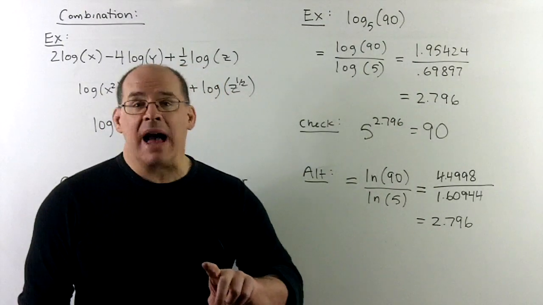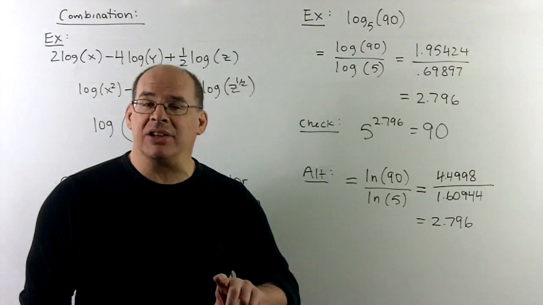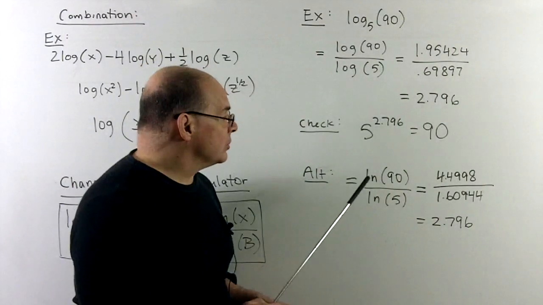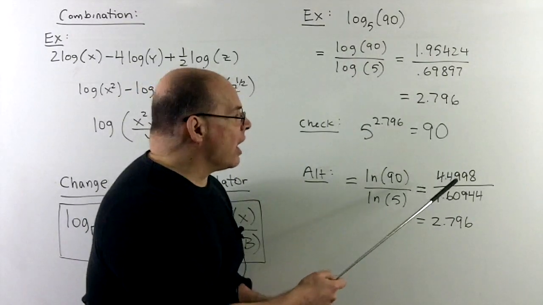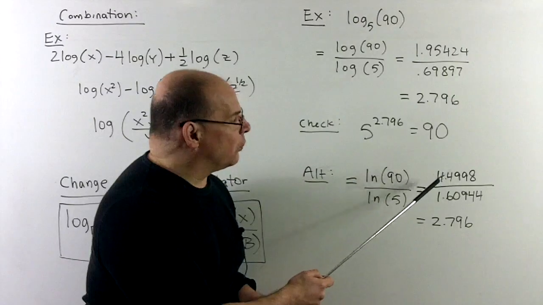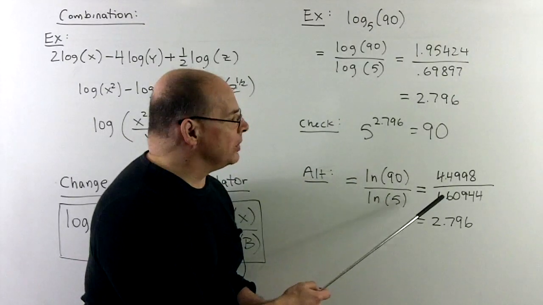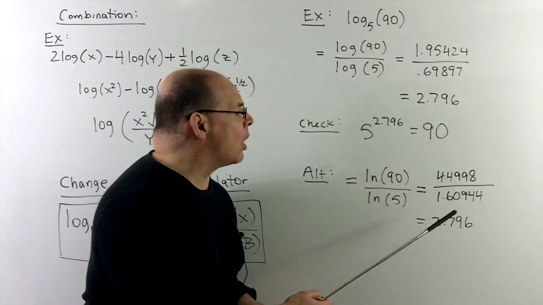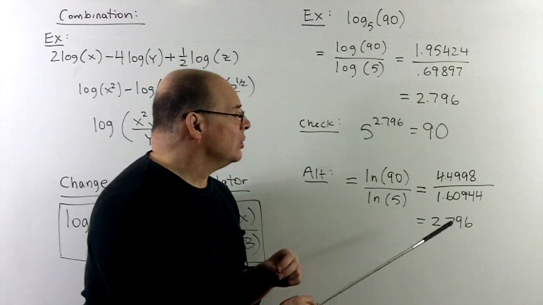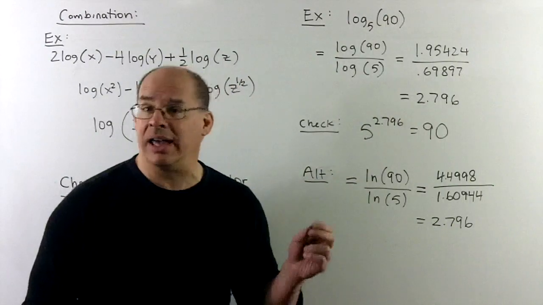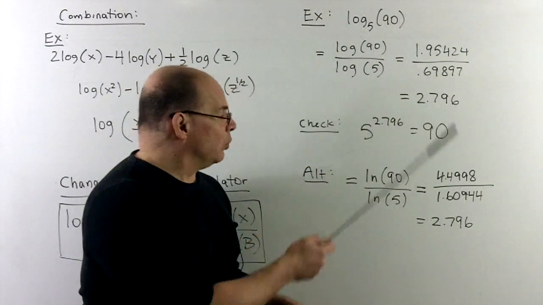Did I have to use log here? No, I'll get the same exact answer if I use natural log. So if I took natural log of 90 over natural log of 5, different numbers. I have 4.4998 over 1.60944. What comes out, at least rounding to 3 decimal places, is 2.796 again. So we have options here.